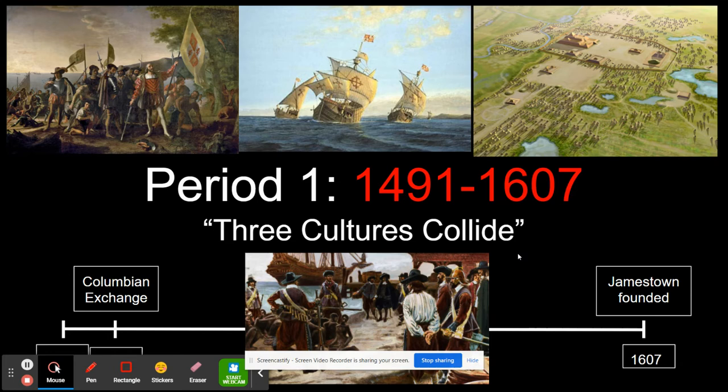We're starting today with period 1, which is signified by the dates 1491 to 1607. So 1491 signals the fact that there are many diverse native cultures in existence prior to European contact. And then by 1607, we see the first permanent European settlement in the New World with the founding of Jamestown. And so we're going to refer to this as three cultures collide, and you'll see why in a moment.